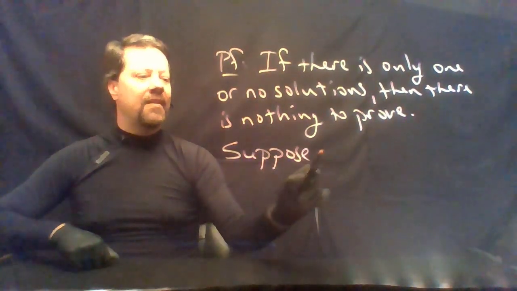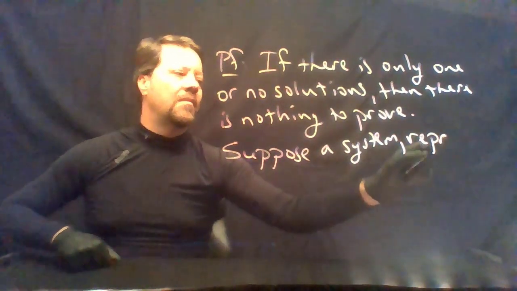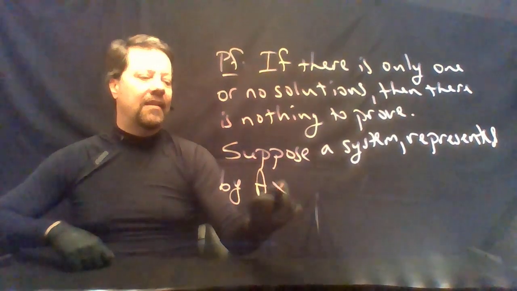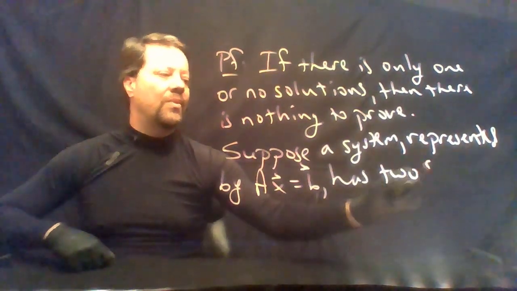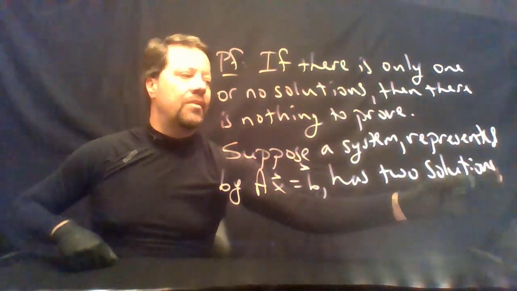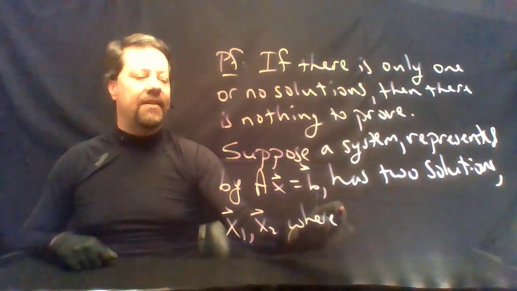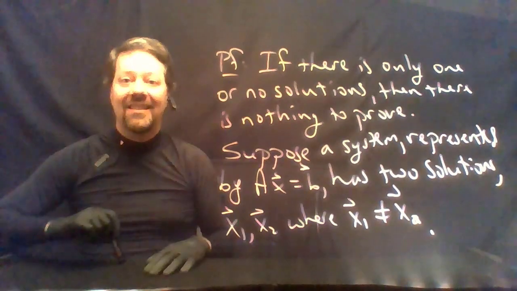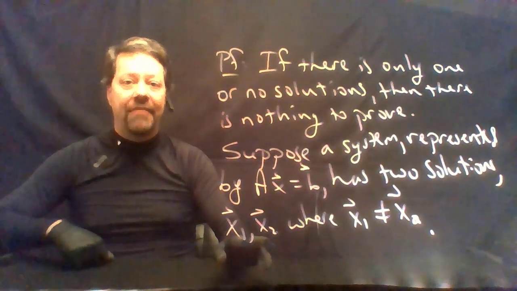Here's the key. Suppose a system represented by AX equals B has 2 solutions, x1, x2, and let's suppose that they are distinct so that x1 is not the same as x2. Our goal is to prove that if the system has 2 distinct solutions, then it must in fact have infinitely many. Here's our plan.